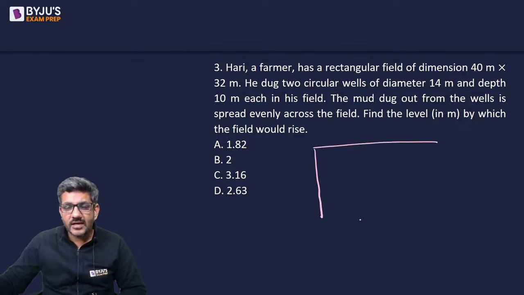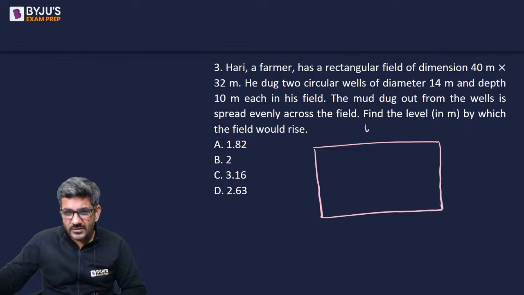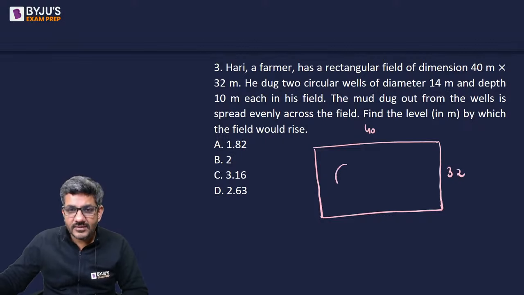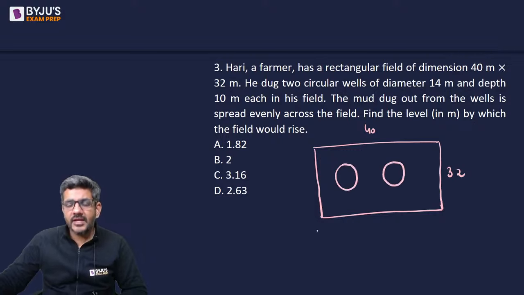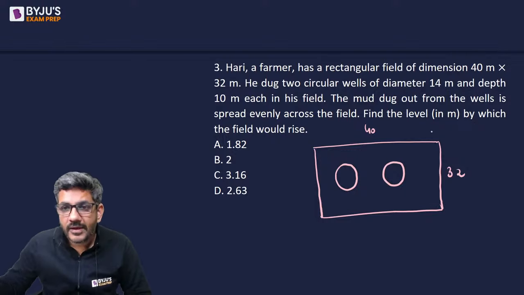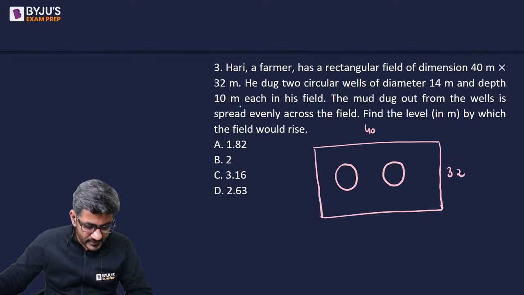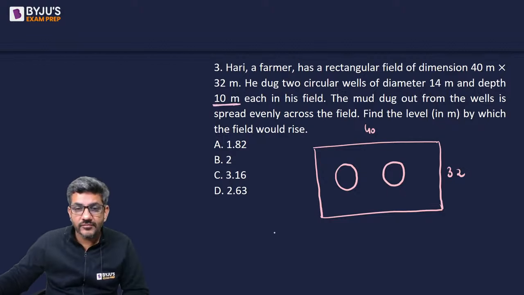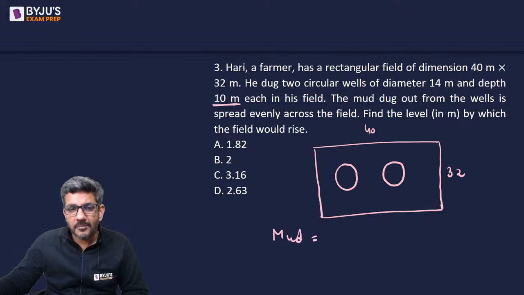So there is this rectangular field of 40 by 32. So this length is 40 and this length is 32. He dug two circular wells of diameter 14. So let us say this is one circular well and this is another circular well. They have a diameter of 14. And he says the depth of these two wells is 10 meters. The mud dug out from the wells is spread evenly across the field. So first of all, how much mud would come out from them?